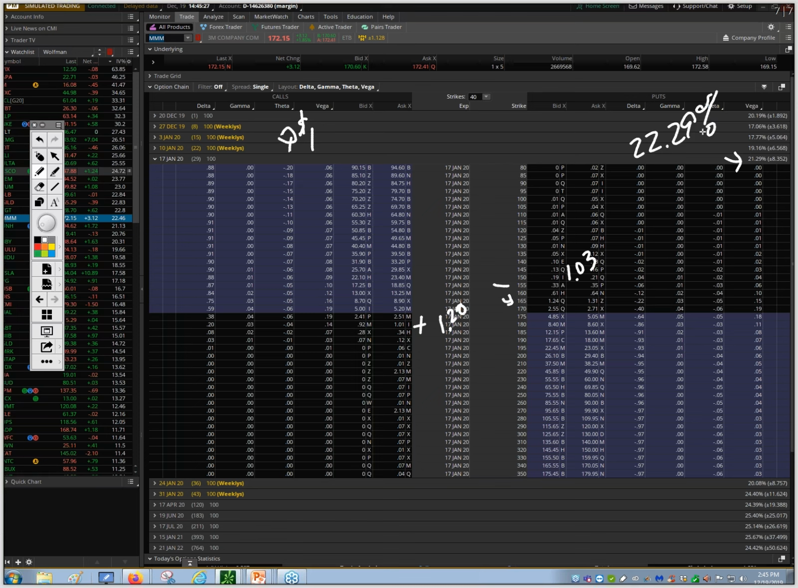Vega says for every 1 percentage point increase, this line over here is going to affect the premiums by the corresponding amount. Remember, this is in cents over here and same over here. So if it increased by 1 percentage point on our calls, it would increase by 14 cents. Well, that increase helps us because we bought these. We want these premiums to increase. So that would help us.